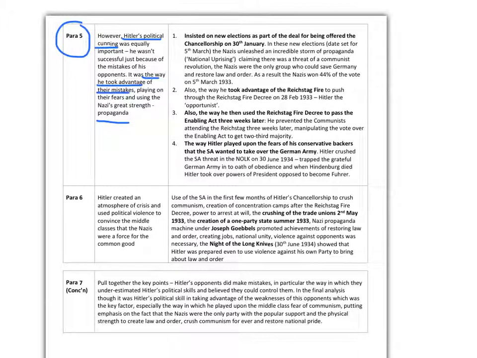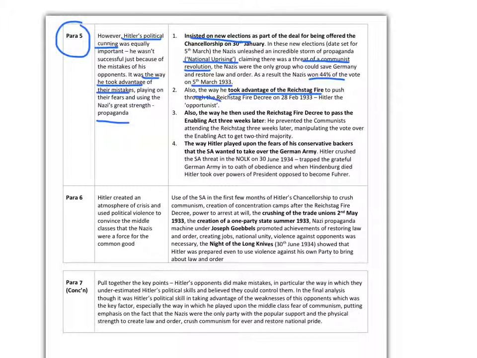Now there are 3 examples there which you could give to support this fact. The first one, the way in which Hitler insisted on new elections as part of the deal of accepting the chancellorship, and of course the Nazis did really well in those elections on the 5th of March 1933. The whole election campaign was called the National Uprising, so Hitler very much played to his strengths. Big emphasis on the perceived communist threat that in fact didn't exist.